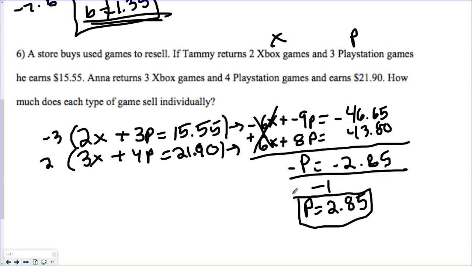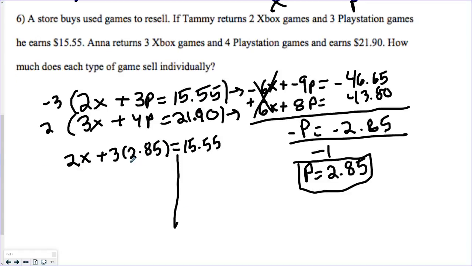So that's how much a PlayStation game is worth. Now I need to figure out how much an Xbox game is worth. So I'm going to plug this back into the top one here and go through my procedure. So plug in p there. Again, everything else stays the same. And you can pick the top or the bottom equation, it doesn't matter which one you choose.